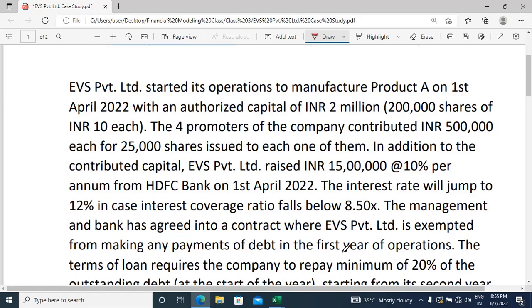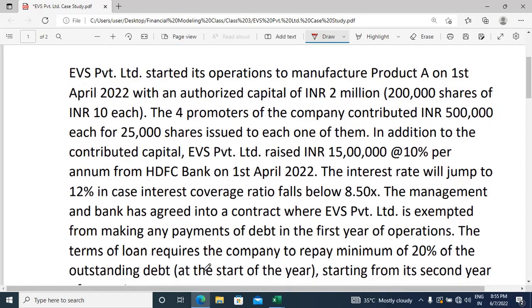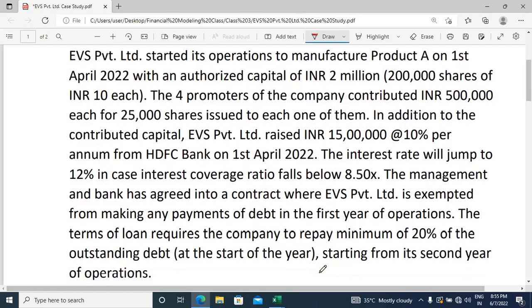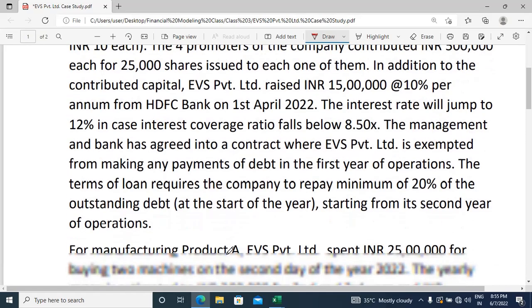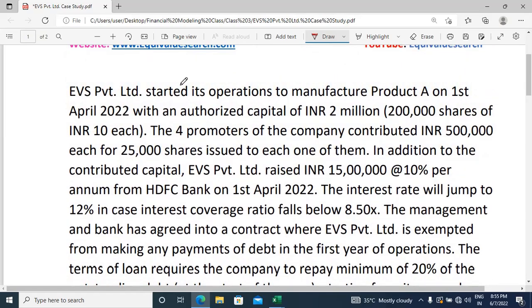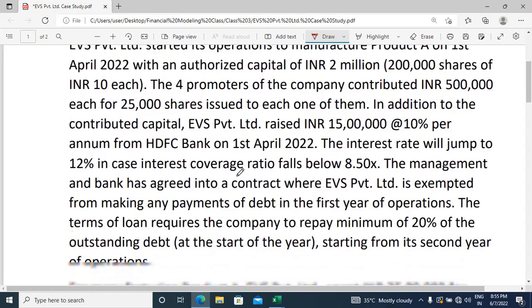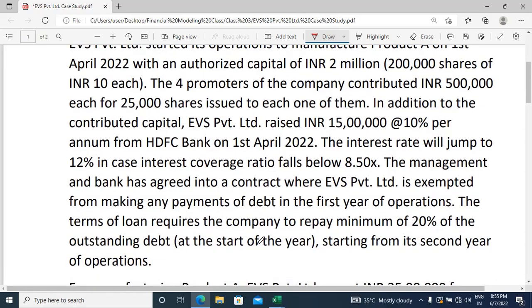But promoters are not going to make payment to the bank in the first year of operations. The terms of loan requires the company to repay minimum of 20% of the outstanding debt at the start of the year. Start of which year? Start of second year, starting from its second year of operations. That means the bank has taken debt, let's say on 1st of April 2022. This is the timeline. Now on 1st of April 2023, they will have to pay 20% of the outstanding debt to the bank.